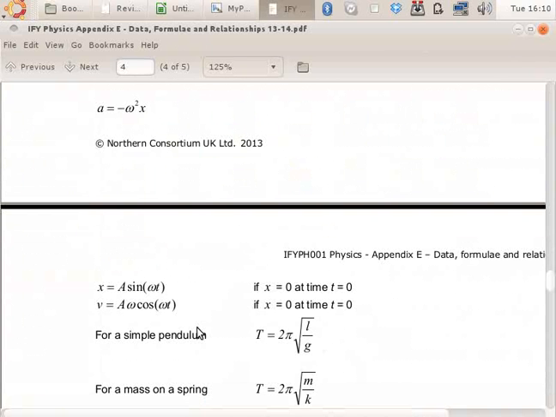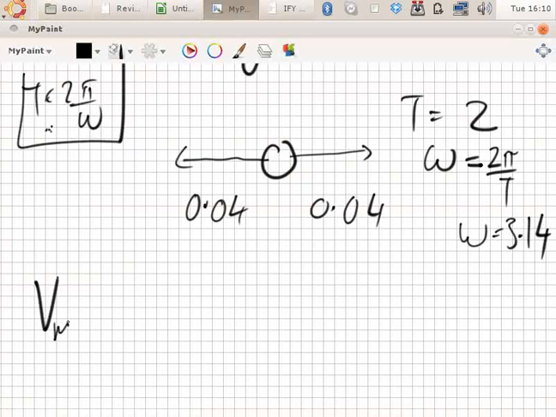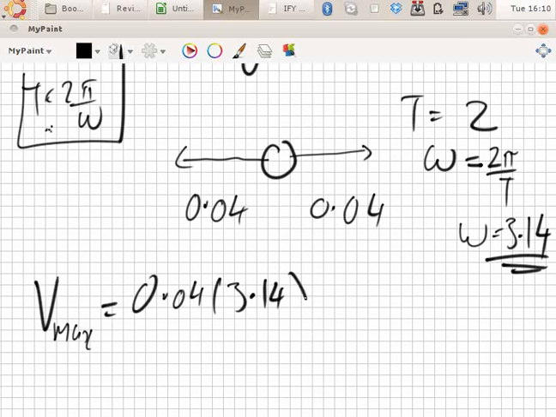Do we know the A? Yes. Do we know the omega? Yes. So 0.04 multiplied by 3.14 is 0.1256.